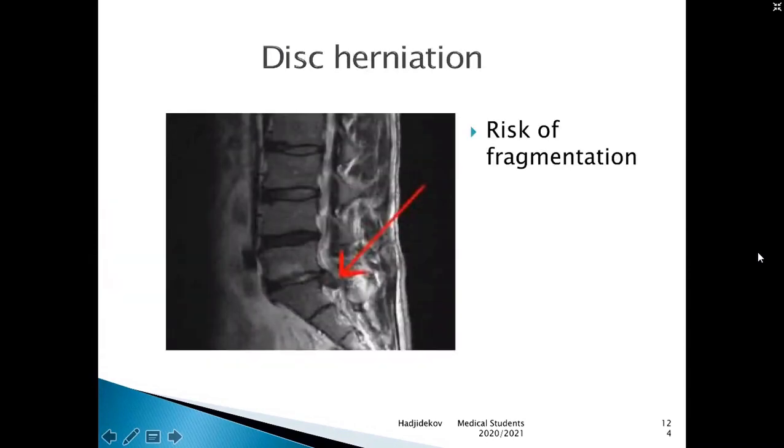And this is another L5, S1 disc hernia, where we also have narrowing of the disc space. There is a risk of fragmentation. If you have a fragment of a disc hernia, the patient should be operated on. It should be removed from the spinal canal.